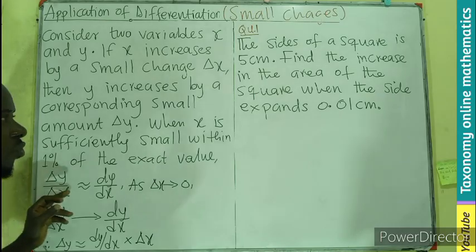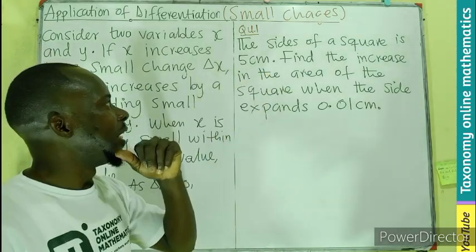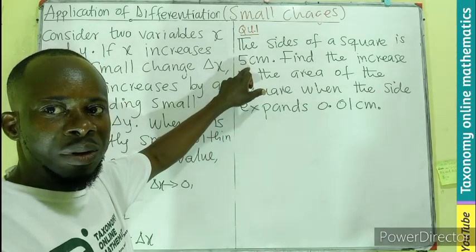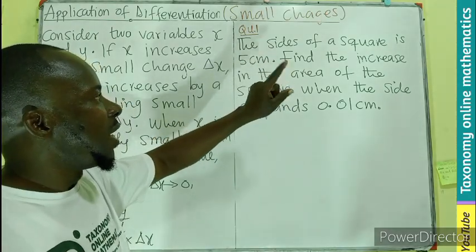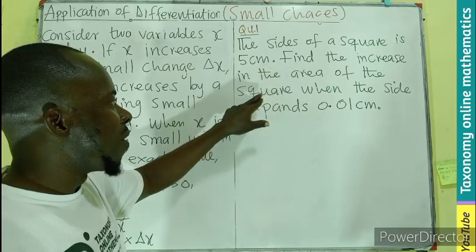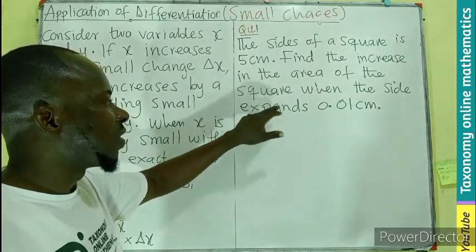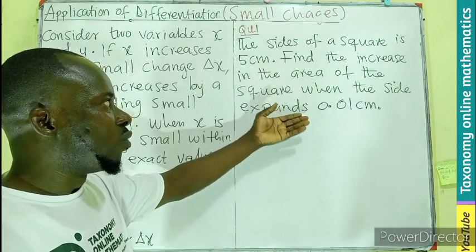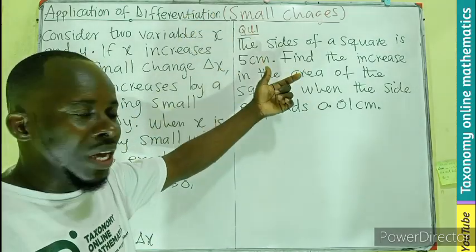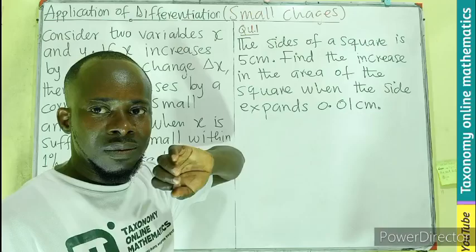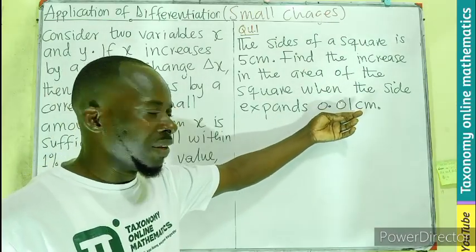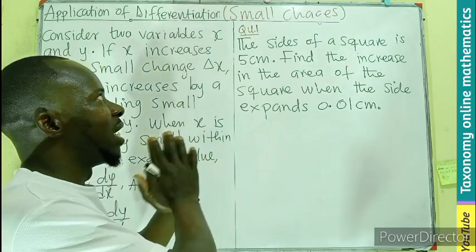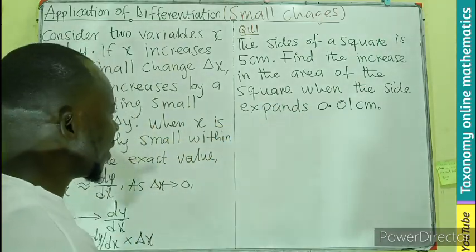So if I have a question like this: the side of a square is 5 centimeter. Find the increase in the area of the square when the side expands 0.01 centimeter. We can see the difference between this and a rate of change is that there is nothing here called rate. And even this should have been centimeter per second if we were dealing with rate of change. So this is just a small change.